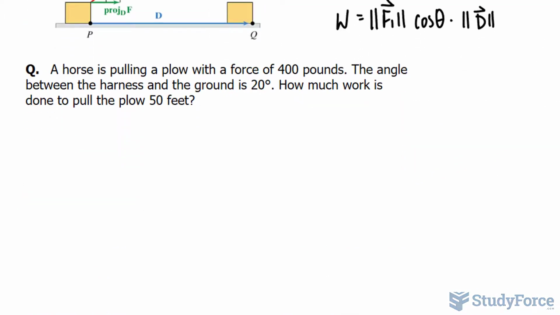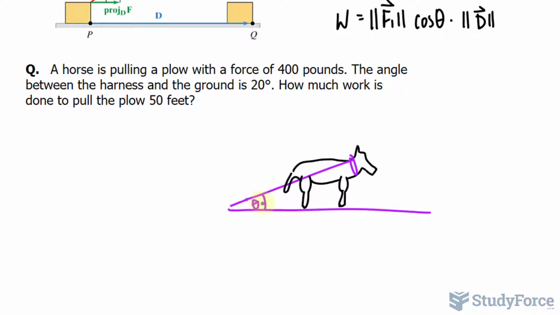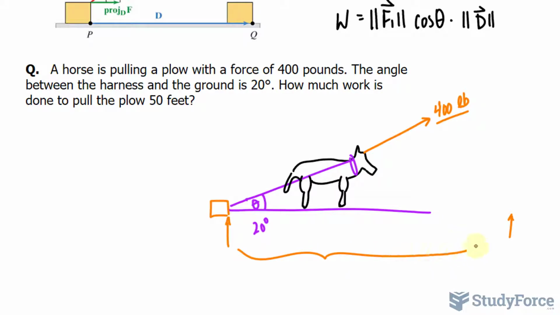In this example, a horse is pulling a plow with a force of 400 pounds. So let's draw a horse. It's pulling a plow using a harness, and the angle that it makes with the ground is 20 degrees. So that right there is 20 degrees. And the force is going in this direction, and it's 400 pounds of force. It drags this plow 50 feet. So the distance from here to here, let's say, is 50 feet.